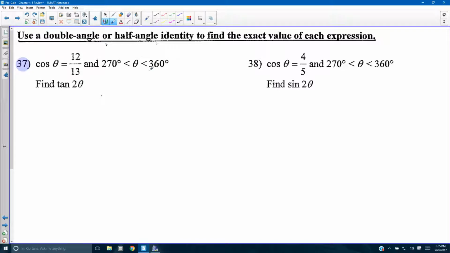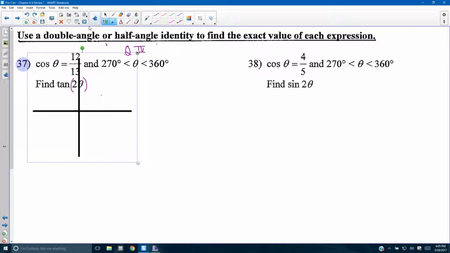Use a double angle or half angle identity to find the exact value of each expression here. Cosine of theta is 12 over 13, and we're going to choose a theta that's between 270 and 360. That's quadrant number 4. Quadrant 4. We're going to find the tangent of 2 times theta. So this stuff is within this tangent right there, and let's go to work.